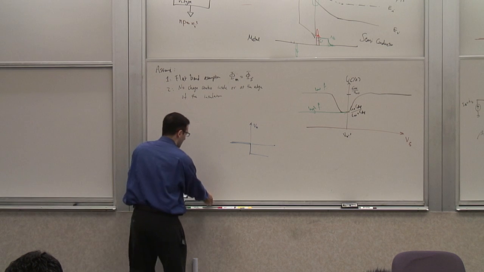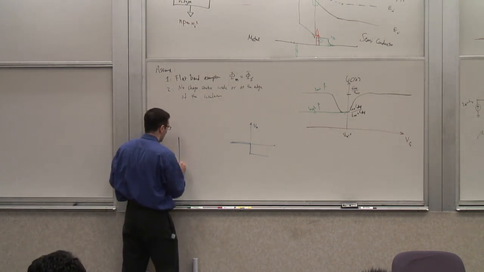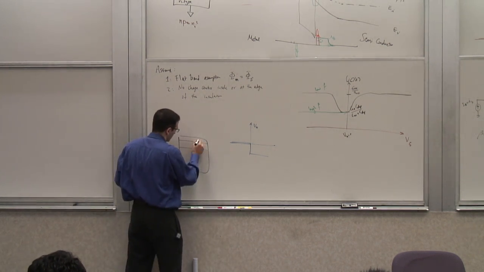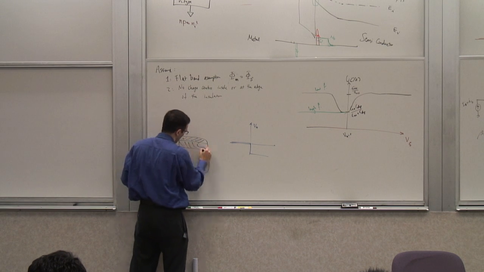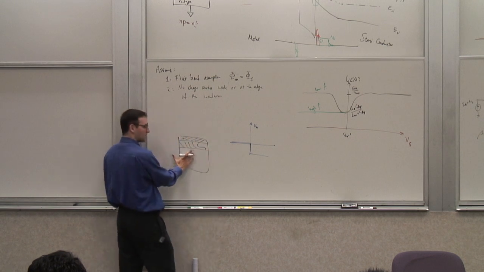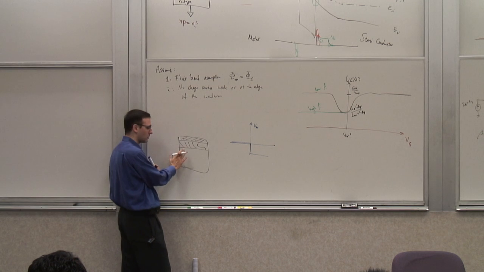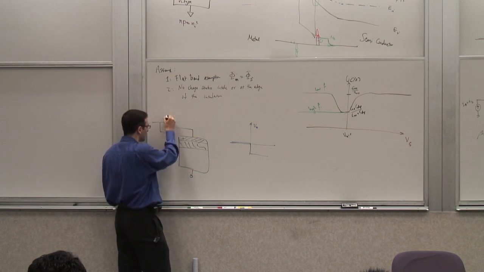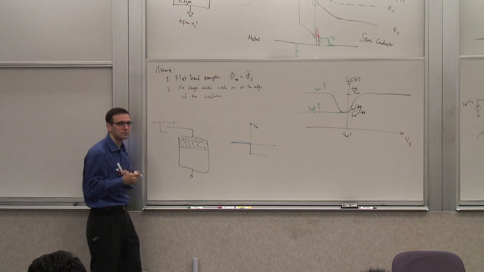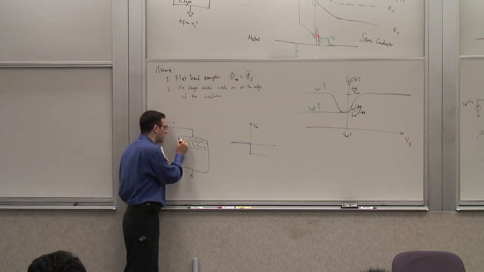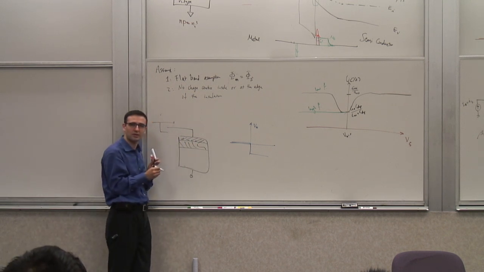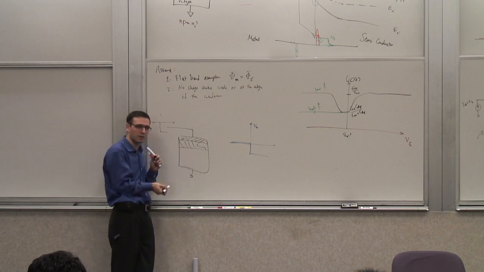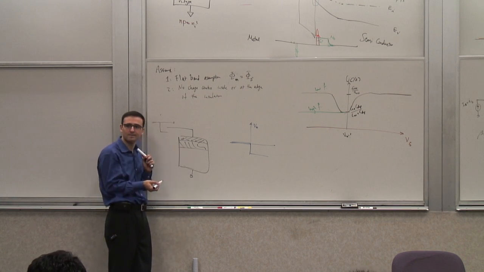I don't have any charge here, so let me redraw the picture. It's happy sitting at constant uniform n, the electron density is constant, and all of a sudden I apply a negative voltage to this. Well, of course I accumulate a lot of negative charge on the surface, and I have to get some positive charge in the bulk. Where does that come from?